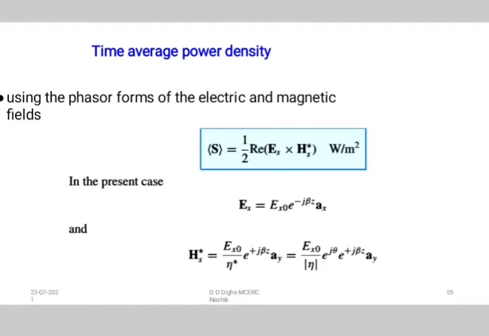So using the phasor form of the electric and magnetic field, the equation is S is equal to half of ES cross HS conjugate.